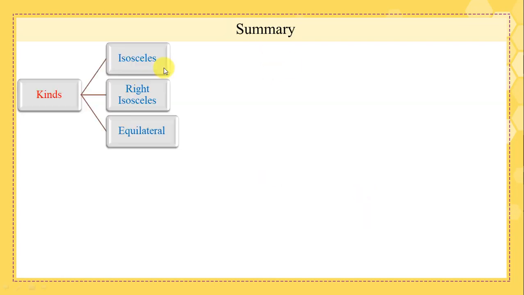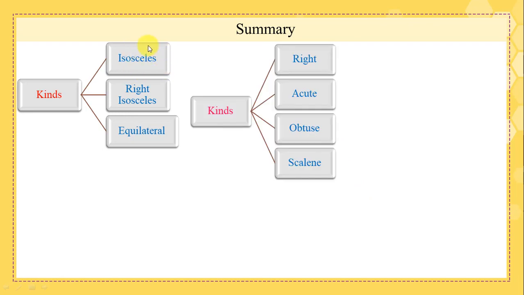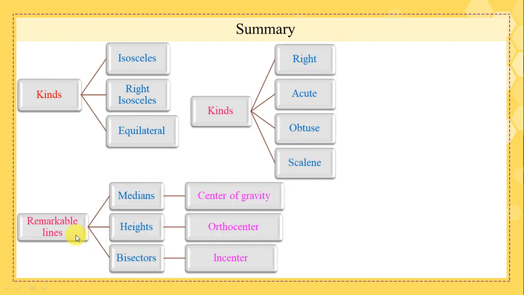Summary: kinds of triangles. We have isosceles, right isosceles and equilateral triangle, right, acute, obtuse, and scalene triangle. Remarkable lines. We have 3 remarkable lines. Medians, their point of intersection is the center of gravity. Heights, their point of intersection is called the orthocenter, and bisectors, their point of intersection is called the incenter.